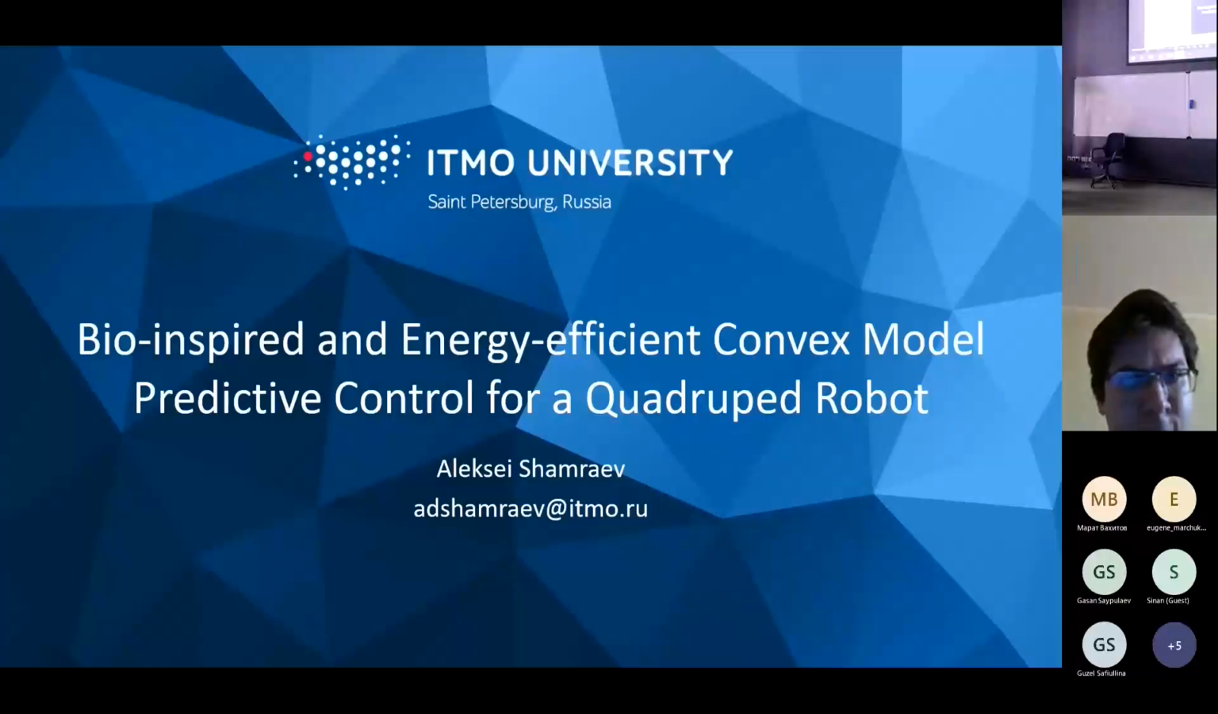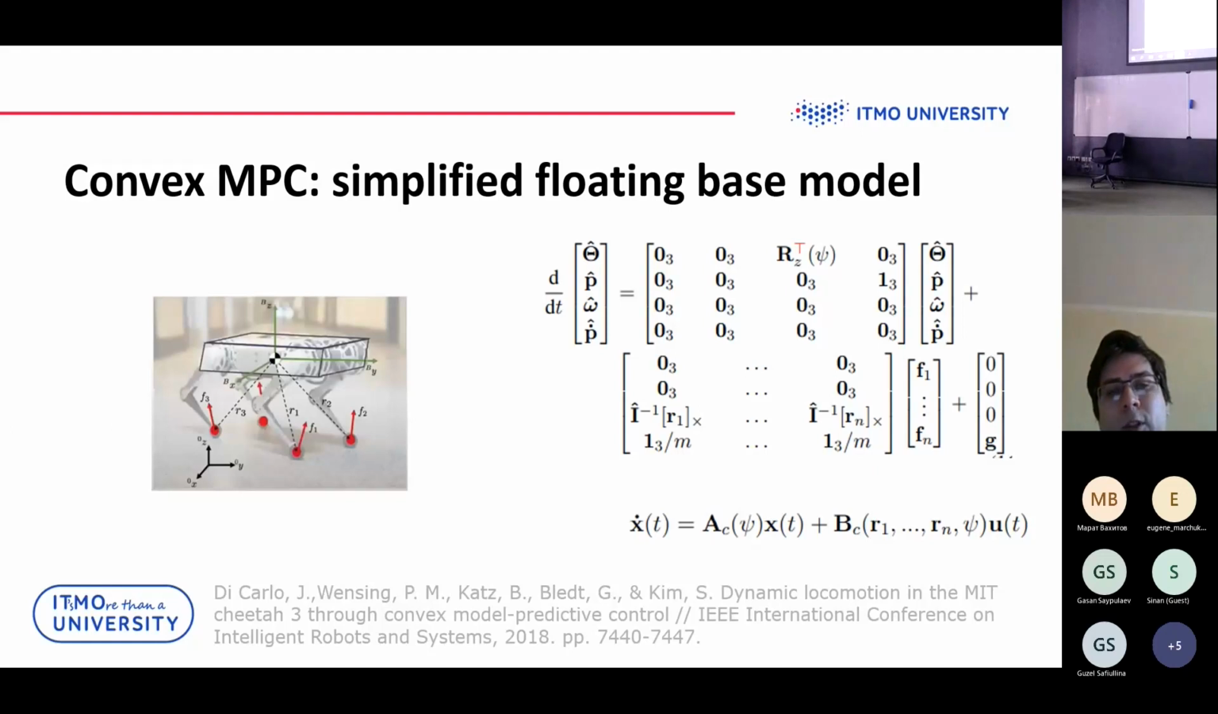So sorry for this. I would like to present you work on bio-inspired and energy efficient convex model predictive control for a quadruped robot. Speaking about quadruped robots, this is a very highly nonlinear system. If you take into account nonlinear dynamics of each actuator and leg, it will be impossible to compute in real time for model predictive control. So for this, some simplifications should be made.